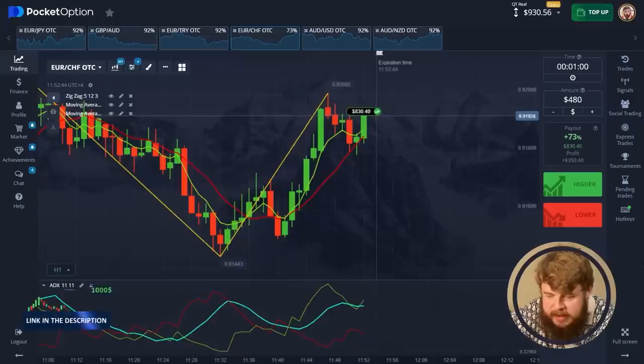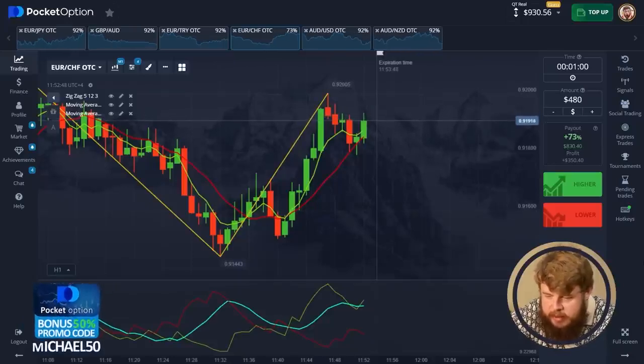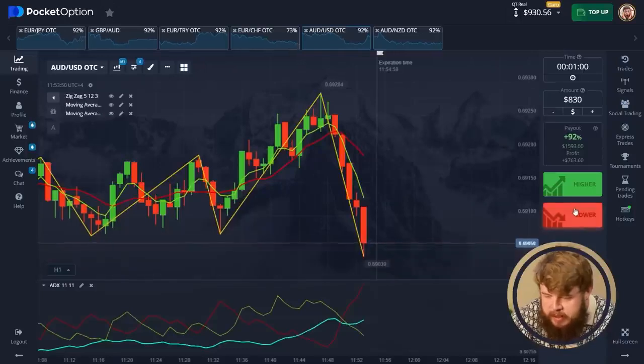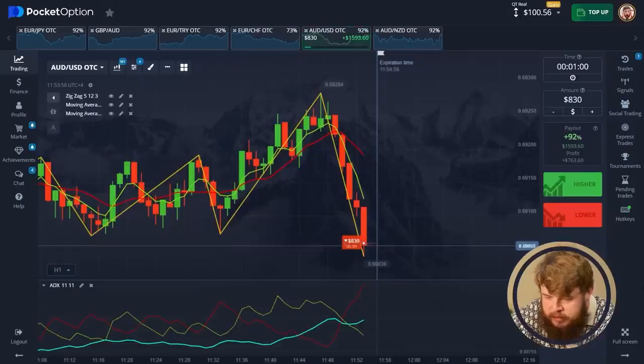And yep, guys, that's it. We have around $930 on the account. Now we are ready to move forward and make some more. Here, what do we have? The first thing that we can see is a very sharp descending movement without any stops. And of course, I will open sell position in continuation of this movement.